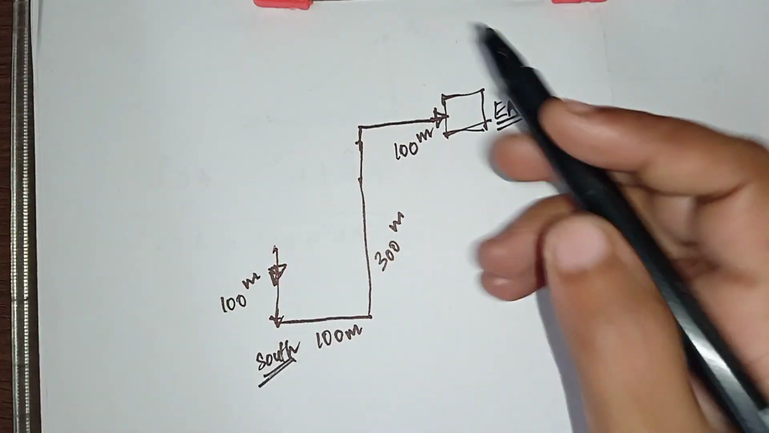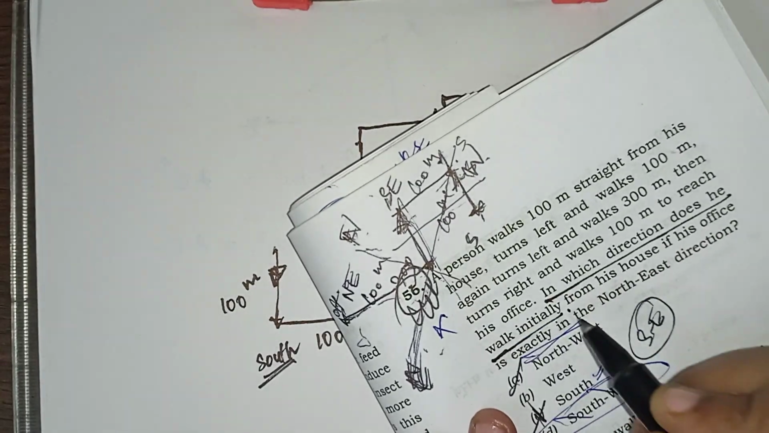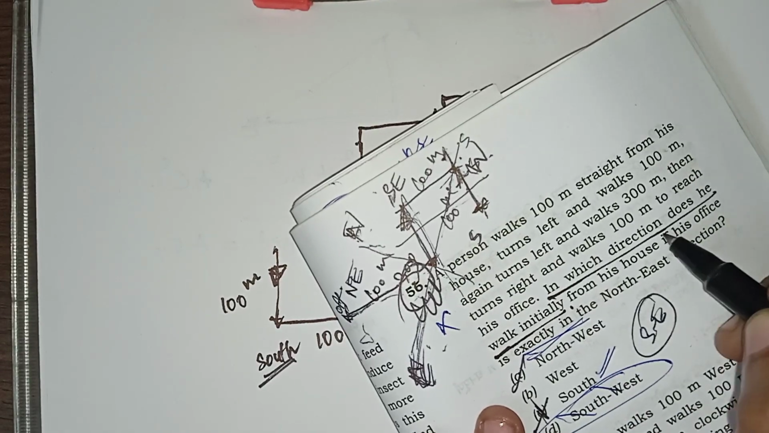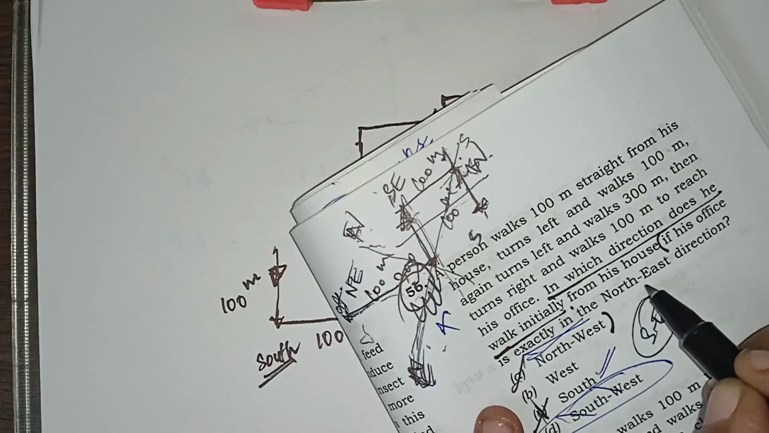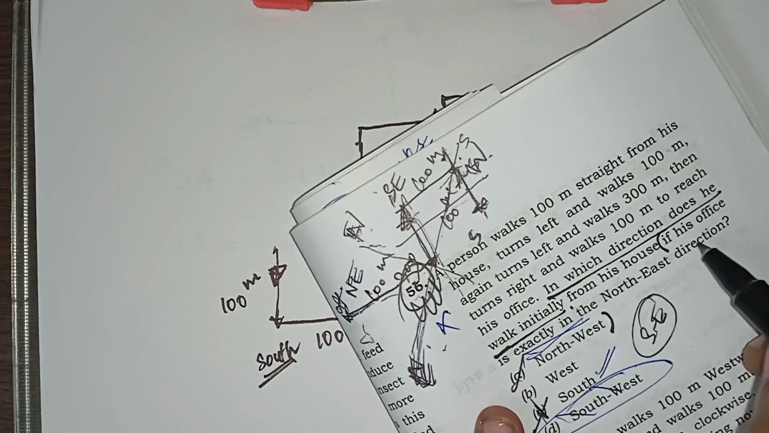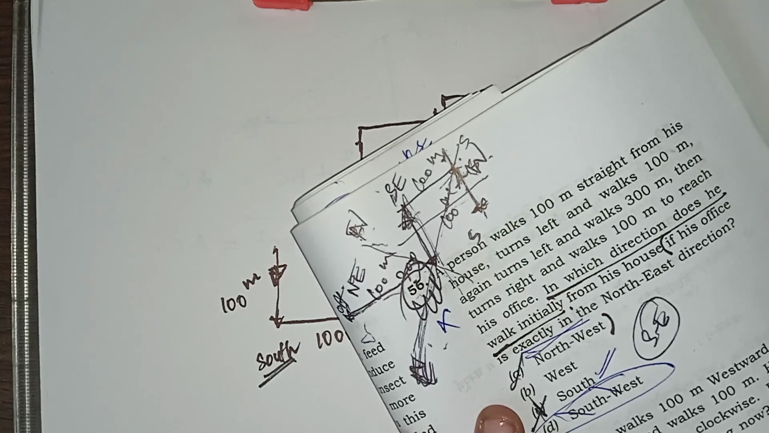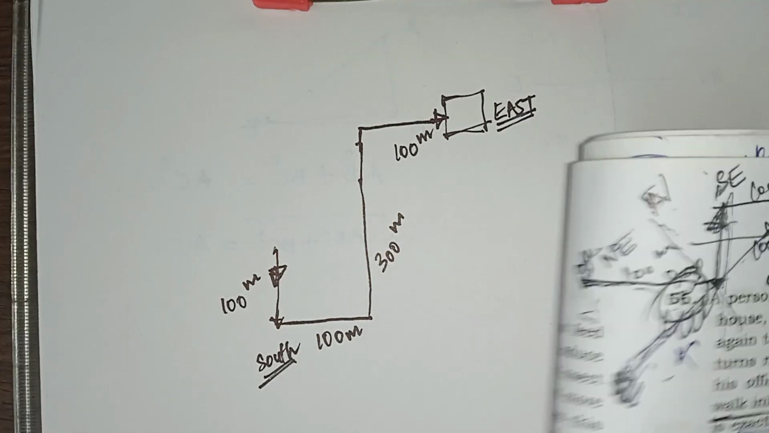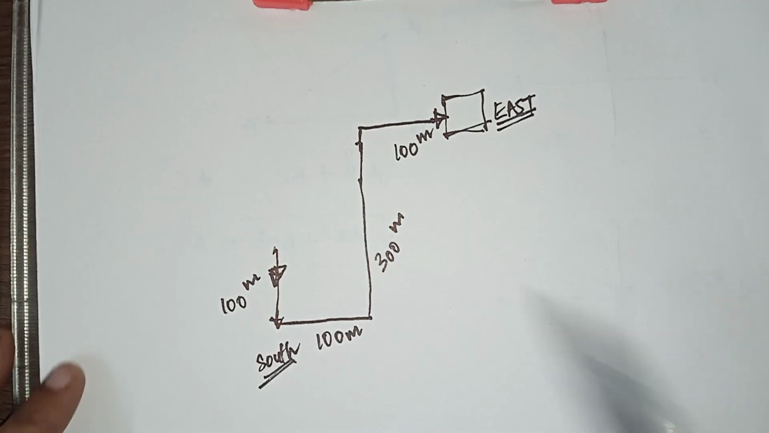The first part of the question, in which direction does he walk initially, is framed with respect to the person who is walking. But the second part, if his office is exactly in the northeast direction, is not with respect to the person who is walking, but with respect to the Google map, or you say the 2D map, the top view, in which they want to know the position on the map.